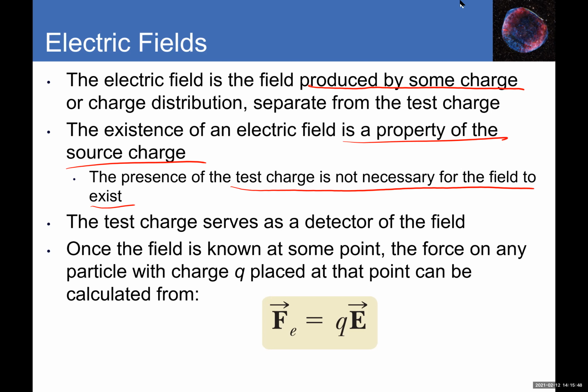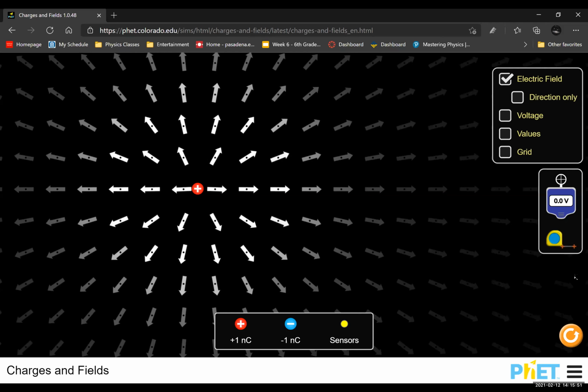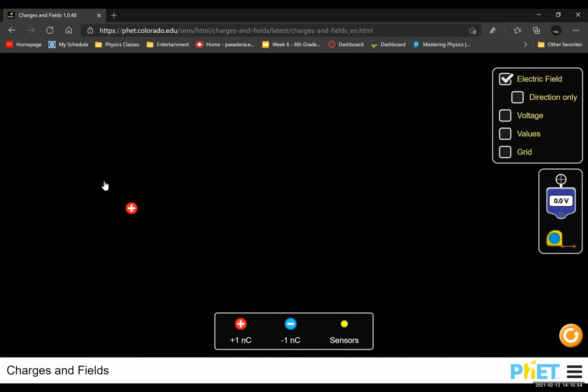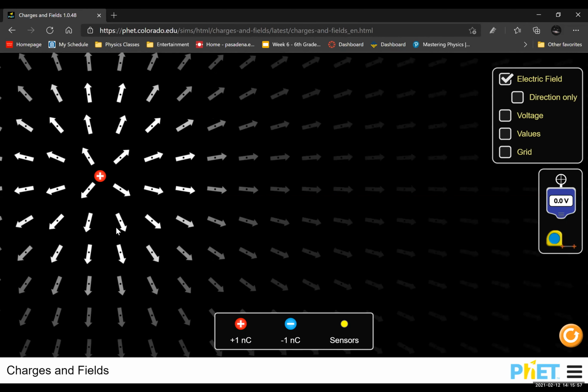If you look at that simulation, once I place the source charge there, the electric field is there, regardless of whether I have a test charge or not. This region is filled with electric field even if there is no test charge at all. I can look at any point around this source charge, here's a point, here's another point, and find the electric field, regardless of a test charge. If I bring a test charge, the electric field will not change at all. But what will happen is that this field will push or pull the test charge.